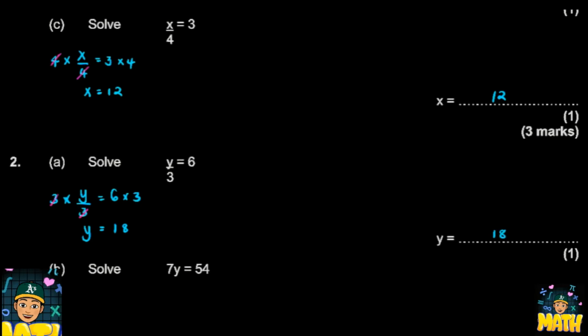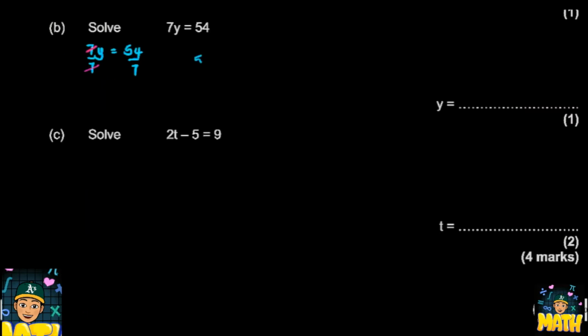Solve for y: 7y equals 54. So I rewrite that equation. 7y equals 54. So I divide by 7 on both sides. And I get y equals 54 over 7. So when I divide using the long method, 7 goes into 54 7 times, for 49. We remain with 5. And we will write our answer as 7 and 5 over 7.